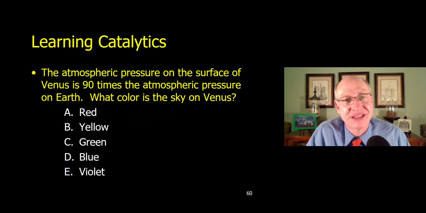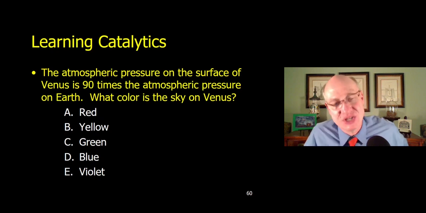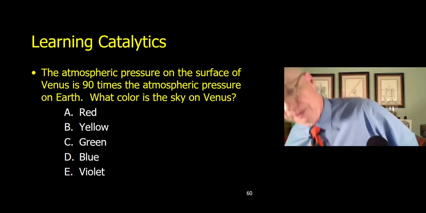What's the color of the sky on Venus? So on this learning catalytics question, the atmospheric pressure on the surface of Venus is 90 times the atmospheric pressure on Earth. What is the color of the sky on Venus? Go ahead and take a moment to answer this question in learning catalytics.